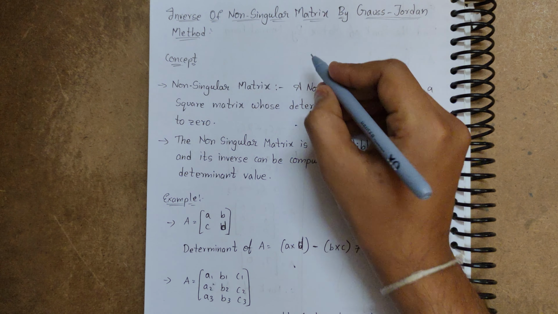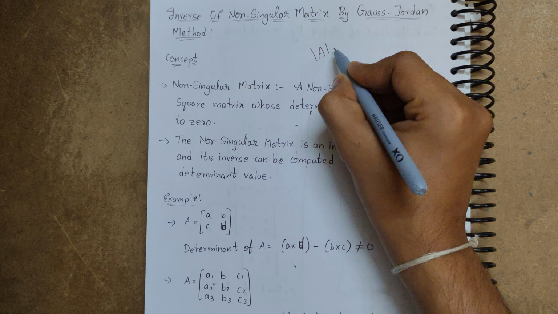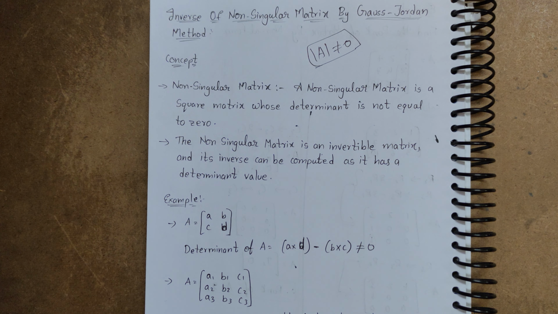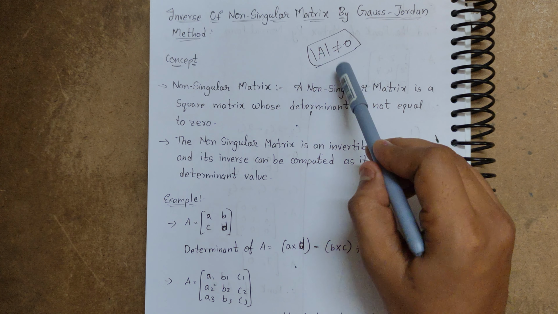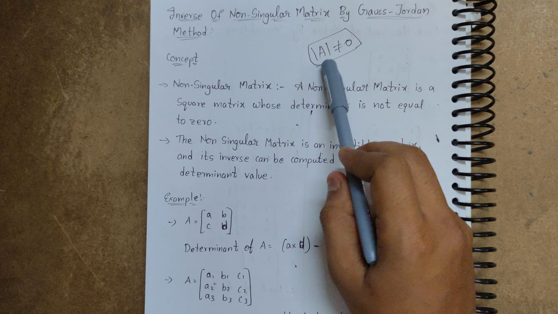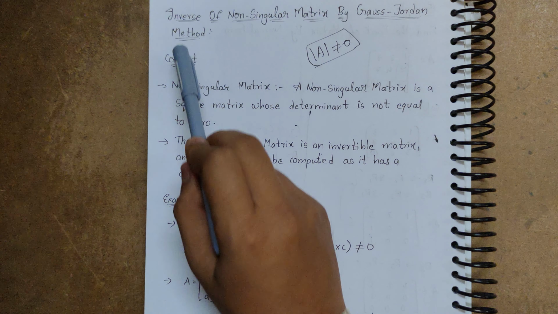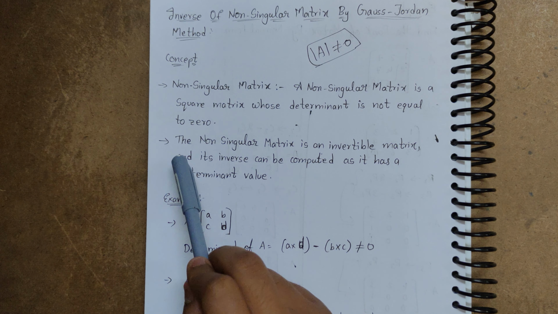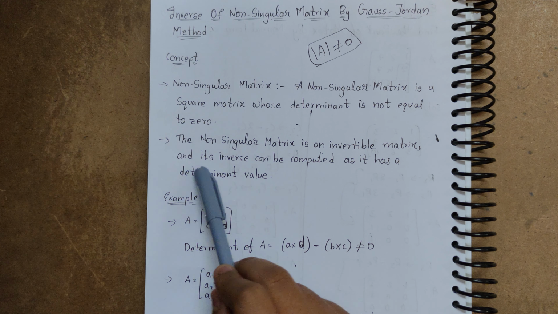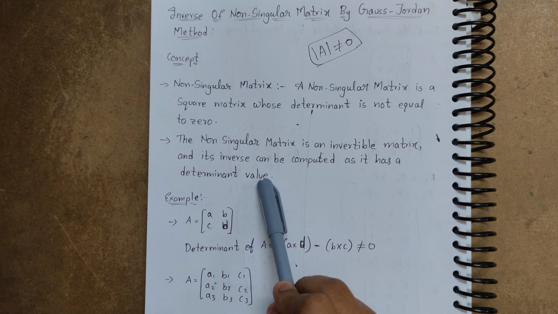See, for example, if they give some matrix A, this determinant should not be equal to 0. Then only we can say this matrix is a non-singular matrix. I will show you an example for this also. So why do we need a non-singular matrix? To do inverse by Gauss Jordan, because the non-singular matrix is an invertible matrix and its inverse can be computed as it has a determinant value.